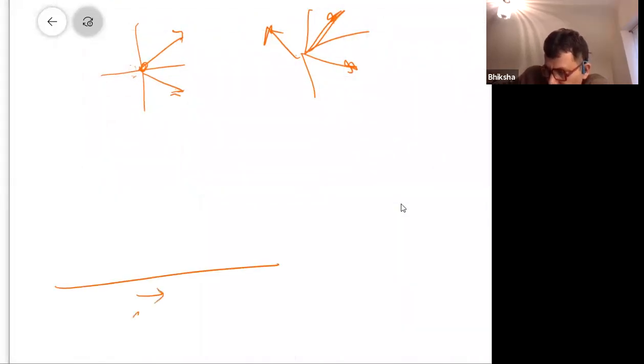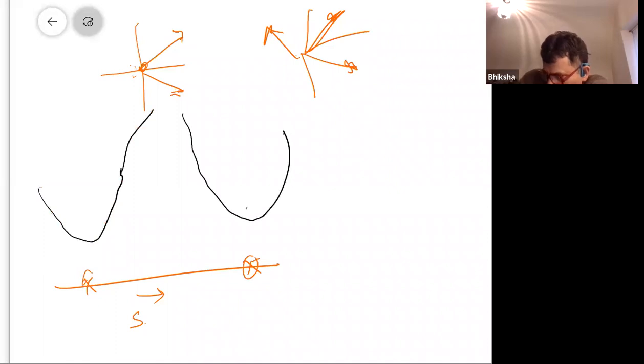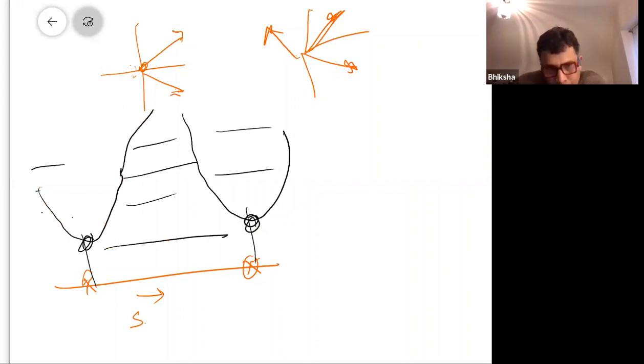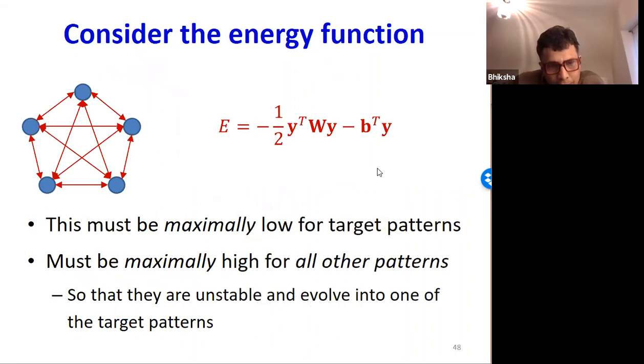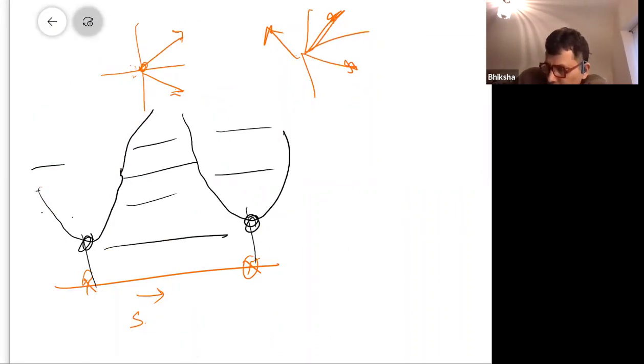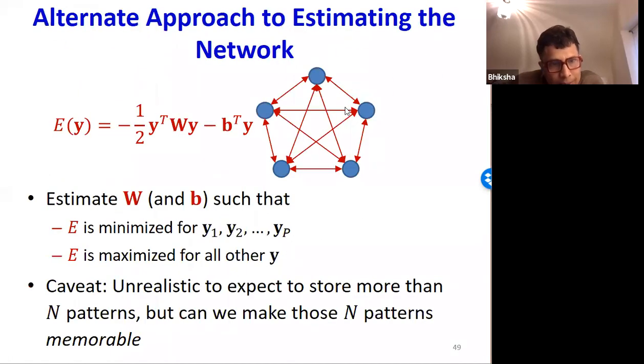If this is your state, and if you're trying to remember these two patterns, then you want the energy to be minimum here. It can be anything here, and then again, you want it to be a local minimum out here. Right? So you want the energy to be minimum at these guys, and at all other locations, you want the energy to be higher. And you want that because, if you initialize the network over here, you want it to sort of evolve into this location, right? Let's see how we can do that.